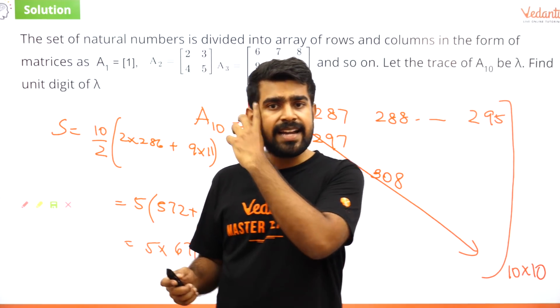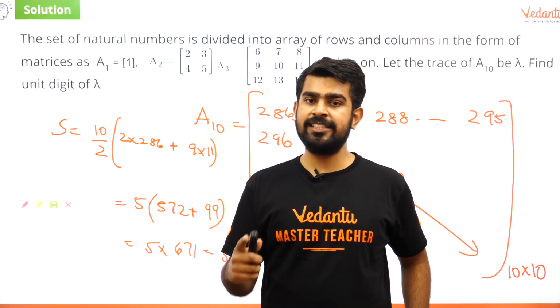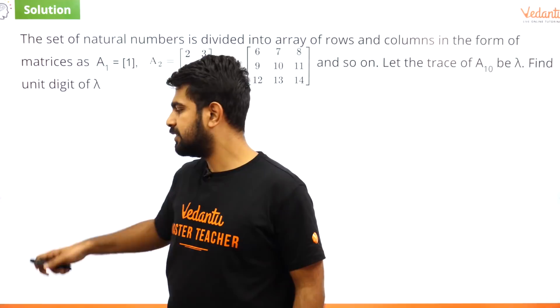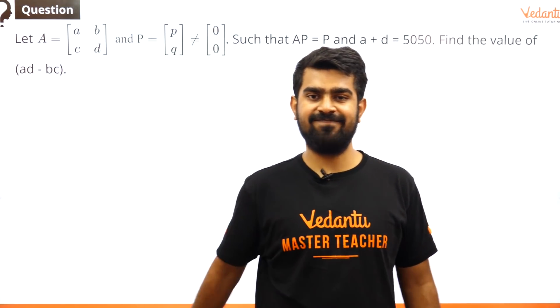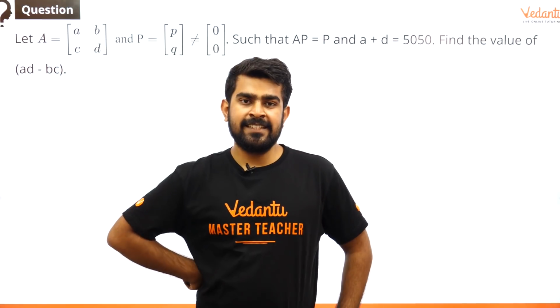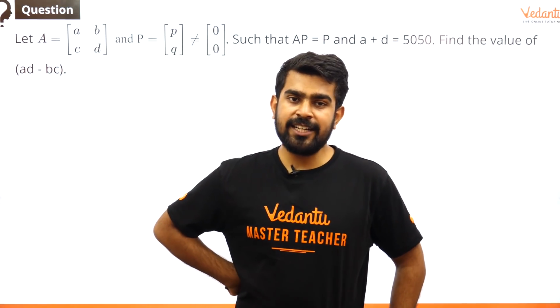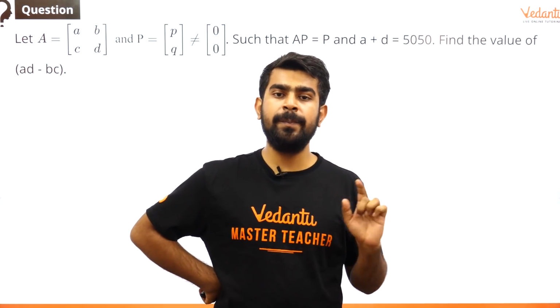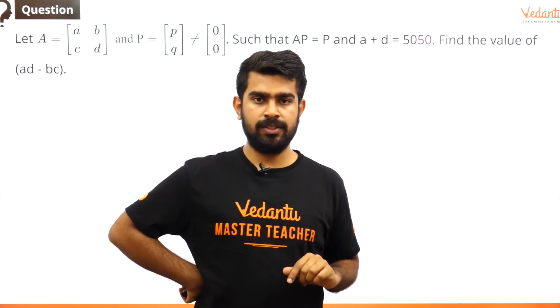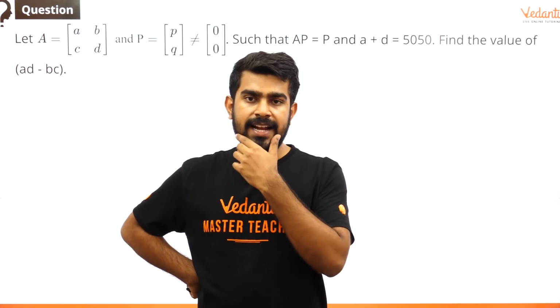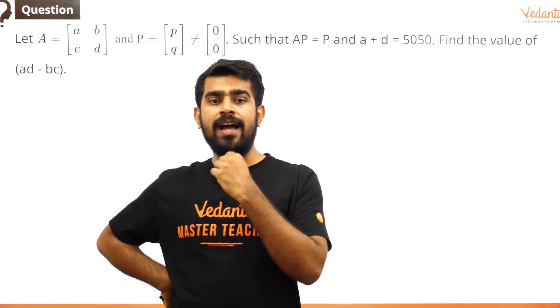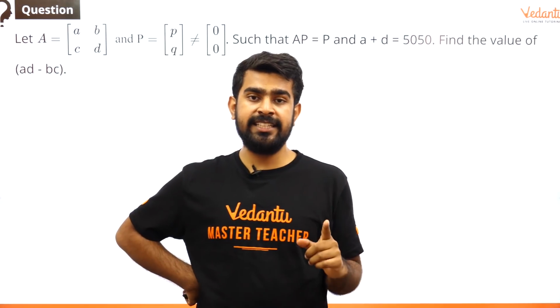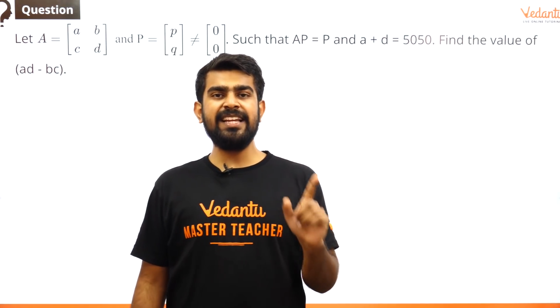So guys, with that, let us move to the next question that I have for you, which is right on your screen. Okay. So try to go through them. What is given over here? You have a matrix A, which is A, B, C and D, and then you have a matrix P, which is P, Q, a column matrix, and they are asking to find the value of AD minus BC given that AP is equal to P.